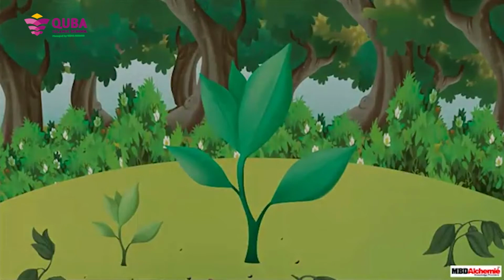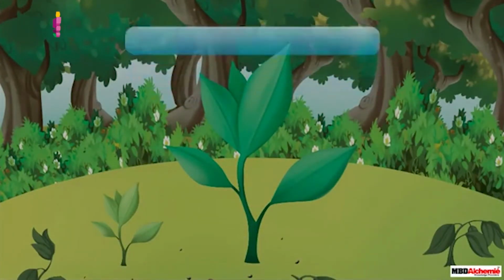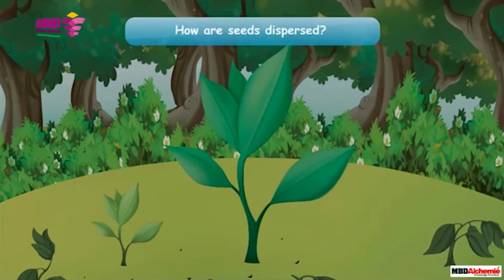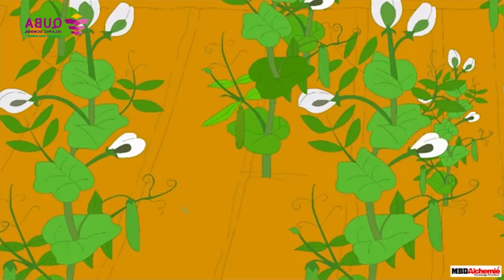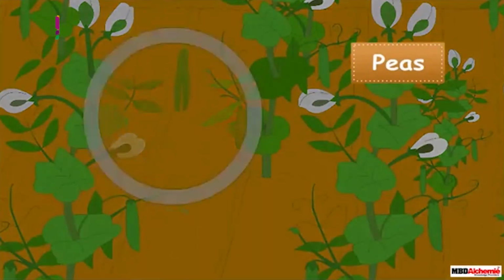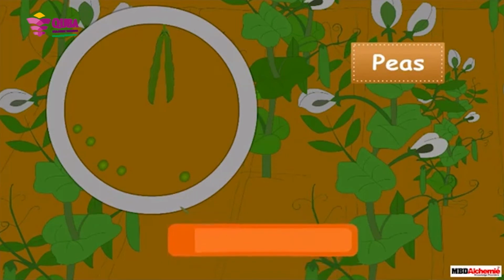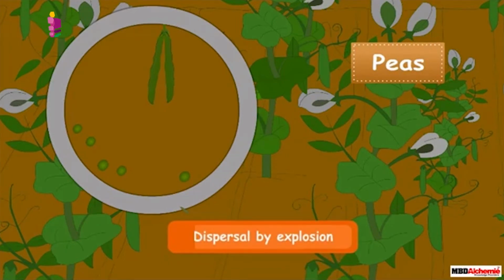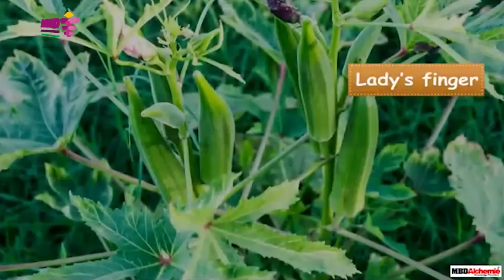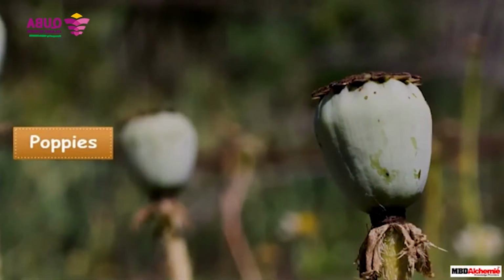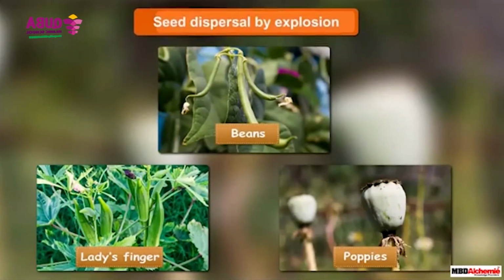Now you know what seed dispersal is and how important it is. The next question is how it occurs. Seeds of some plants, like pea, when dry, explode and disperse on their own. This method of dispersal is known as dispersal by explosion. Beans, lady's fingers, and poppies are other examples of plants whose seeds are dispersed by explosion.